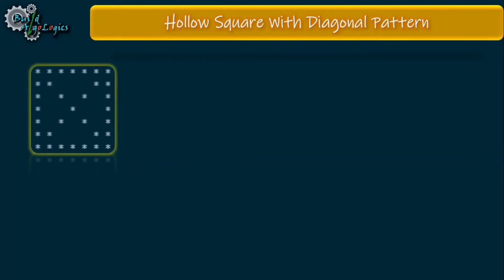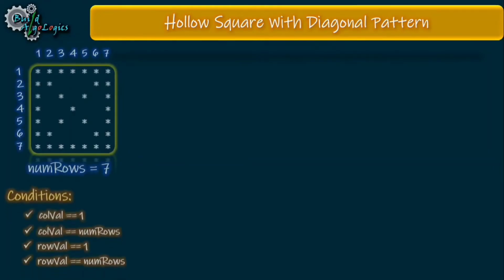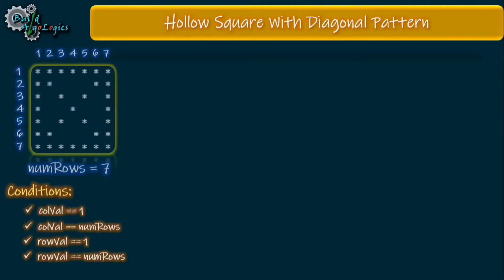Alright, so finally we reach the last pattern. As before, these four conditions will remain the same since we need a hollow square here too. Now we need to first focus on this part of the pattern. Here we can clearly see that the pattern symbol, the star, is printed only when the value of row is the same as the value of column. It means print the pattern symbol when the row val is 1 and the corresponding col val is also 1. Similarly, when the row val is 2, col val should also be 2, and for row val 3 the corresponding col val should also be 3, and so on. It means that we found our first extra condition that will look something like this.